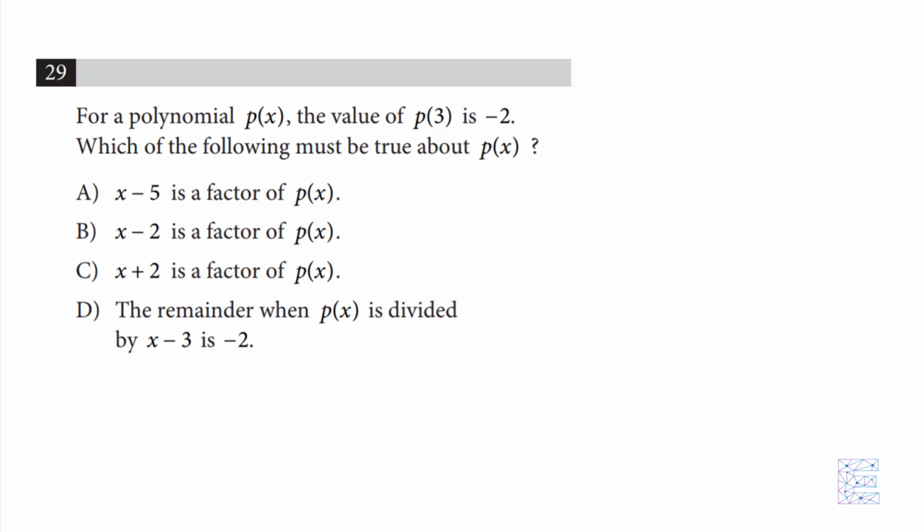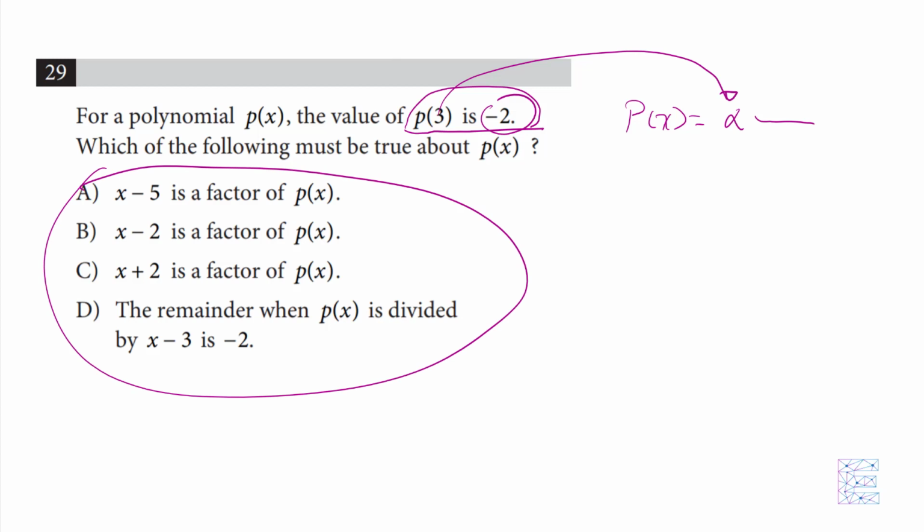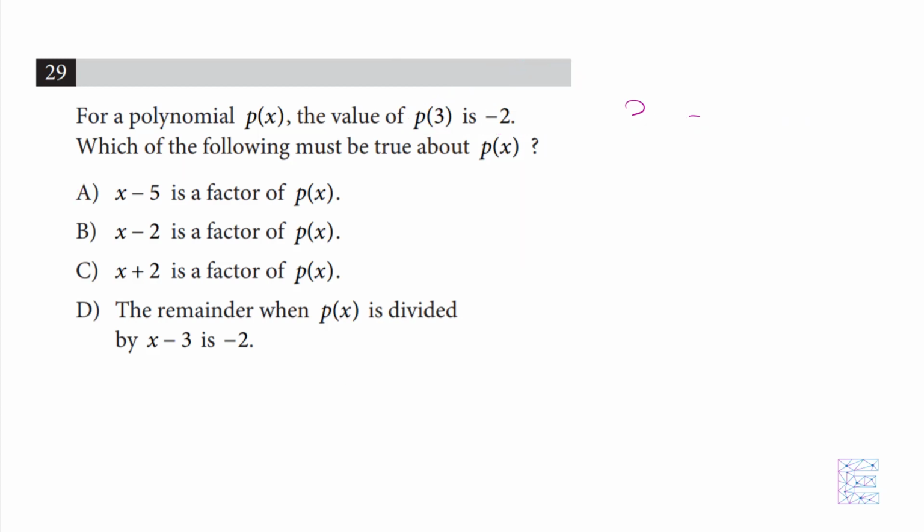For a polynomial p of x, the value of p of 3 is -2. Which of the following must be true about p of x? So just to quickly remind you what this is saying, it's saying that we have a function somewhere, some equation, it's got some values, and then if you take 3 and plug it into the x, you would end up with a -2. So the question is, which of these 4 choices is going to be true based on that information? So let's go through them.